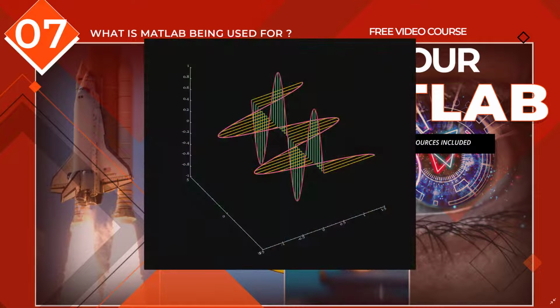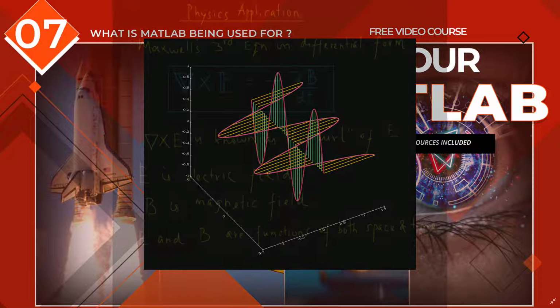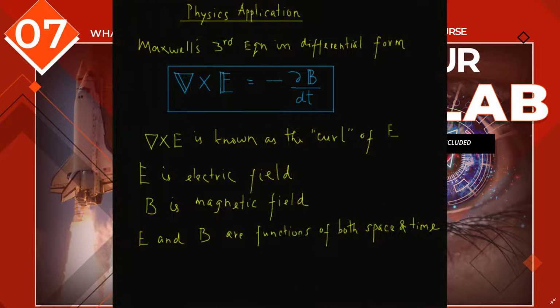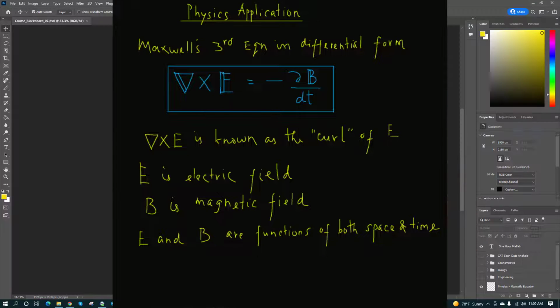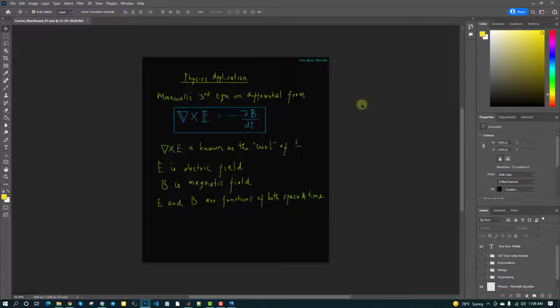I'm going to talk about the propagation of electrical and magnetic fields, or in short, electromagnetic fields in space by using the following famous Maxwell's third equation. This is the Maxwell's third equation in differential form. We read this inverted triangle followed by a multiplication sign as the curl. So we read this as the curl of this electric field. This E is the vector electric field and B is the vector magnetic field.